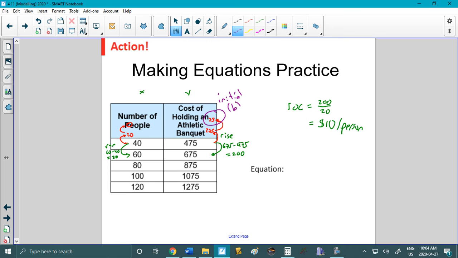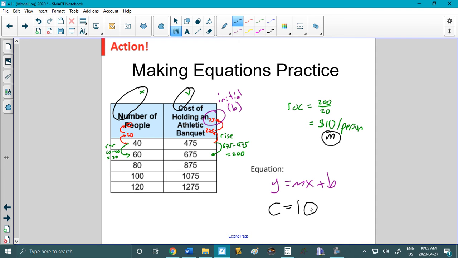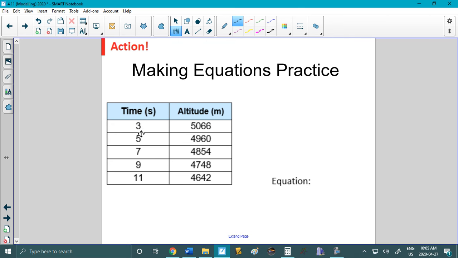or my b. Equations always look like y equals mx plus b. In this case, our y is cost, so c equals, remember this is our m, the rate of change, 10. X is the number of people, so I'll say little n, and b is the initial value, so 75. Okay, so I did this one where you don't have the initial value, you got to figure it out. I want you to do this one where you don't have the initial value and you have to figure it out. This one's a little bit trickier.